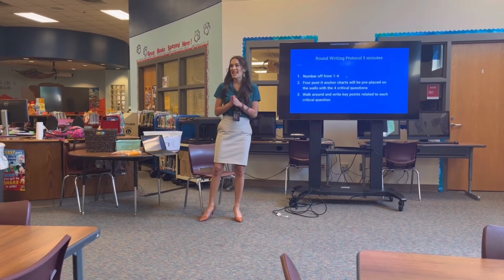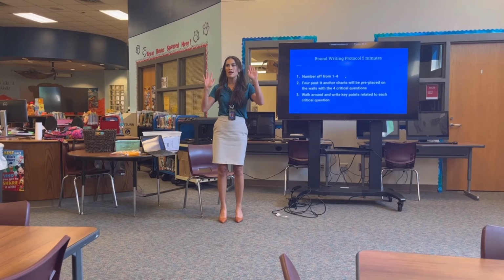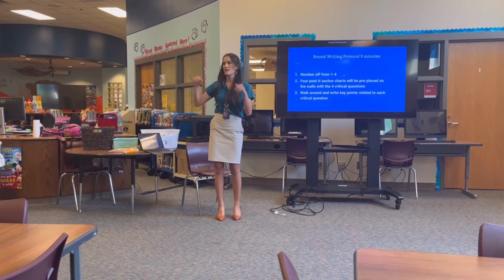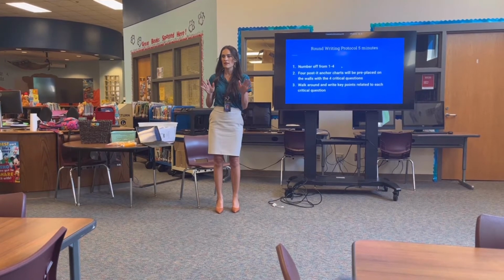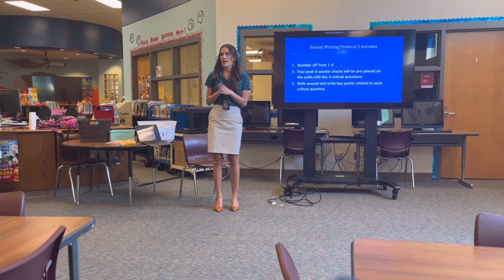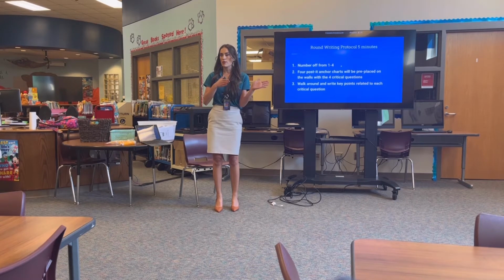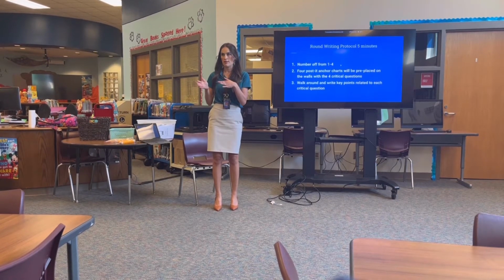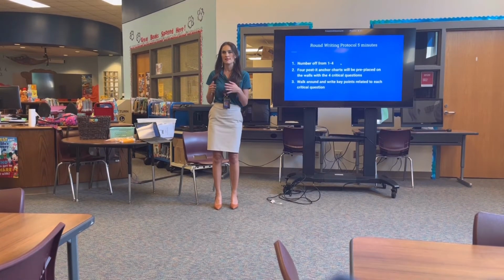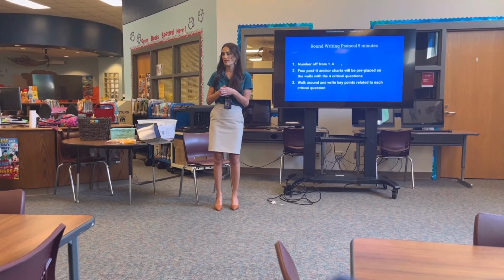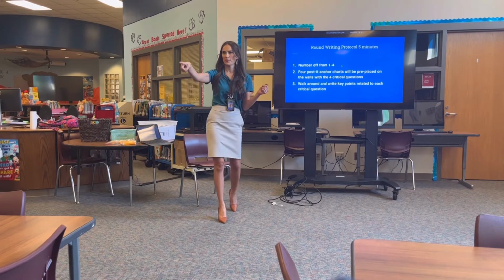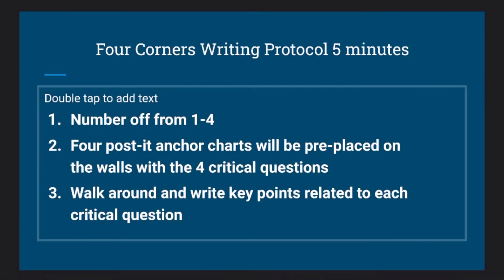Okay, when you came in today, I'm sure that you noticed that on the walls we have 4 different anchor charts across the room. We're going to do 4 corners. So basically I'm going to number you guys off, and you're going to go to the number of the critical question that you're writing about. And you're going to write just key points. And I'll set a timer, and then we will rotate. So let's go ahead and just start numbering off. 1, 2.